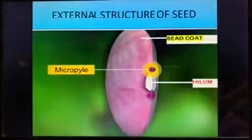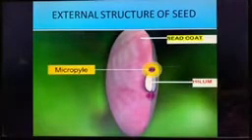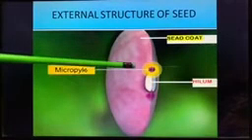And inside testa, there is another covering which is said to be the tegmen. And tegmen is thin and papery, right? So externally what you will see is only testa, and testa is a colored impermeable covering which is formed from the hardened integument, right? Now the next thing you will see is the micropyle.